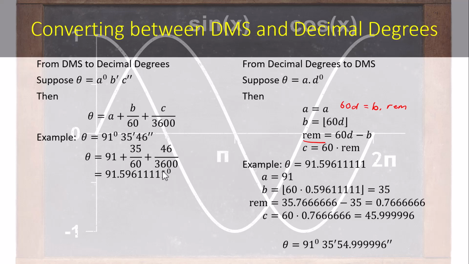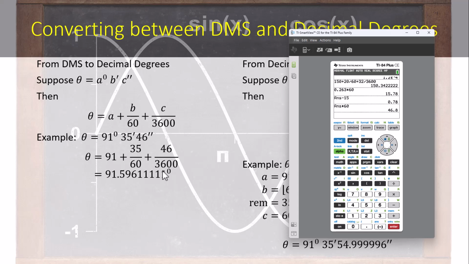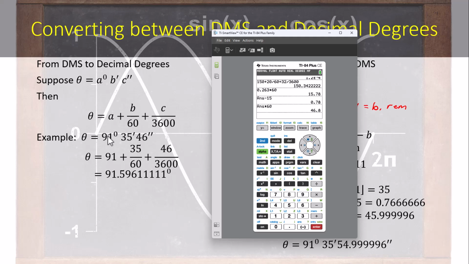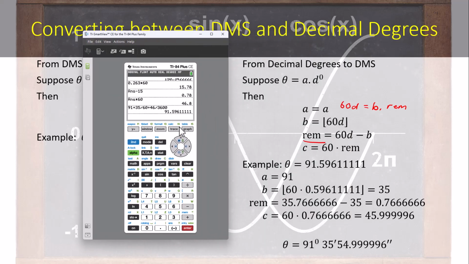It's also helpful to see how it's done, so you know how to take advantage of your history on your calculator. To go from degrees, minutes, seconds to decimal, that is simply 91 plus 35 divided by 60 plus 46 divided by 60 squared, or 3,600, and there you go. Now to go the other way, notice A is 91, cool. Now I want the fraction part. Well, I can just subtract 91 from that. There's my fraction. Multiply that by 60 times 60.